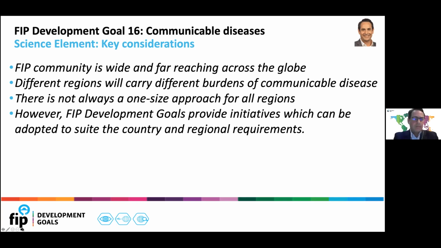So FIP is a community. It's wide and far-reaching across the globe, and of course our different regions carry different burdens of communicable disease, and there is not a one-size approach for all our regions. However, the FIP development goals provide initiatives which can be adopted to suit the country or the regional requirements that we are serving. Thank you.